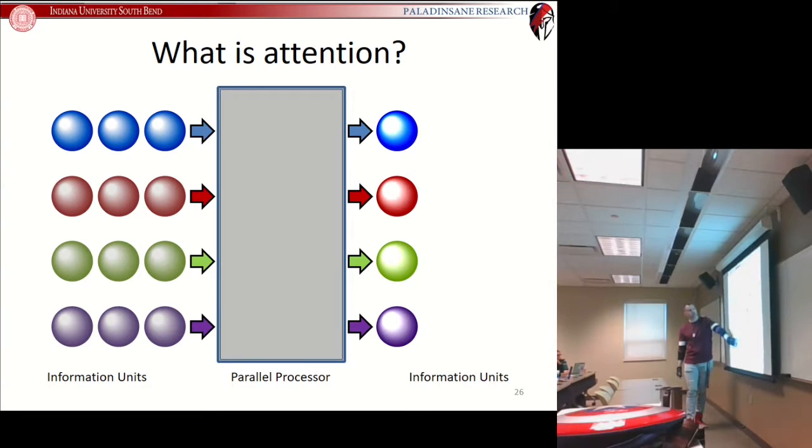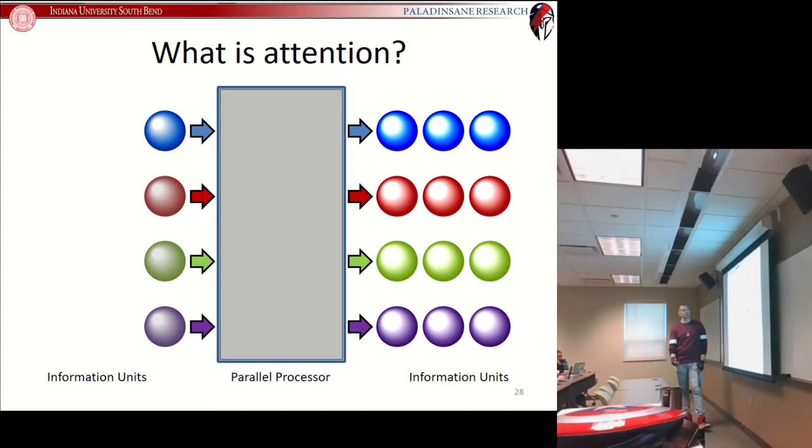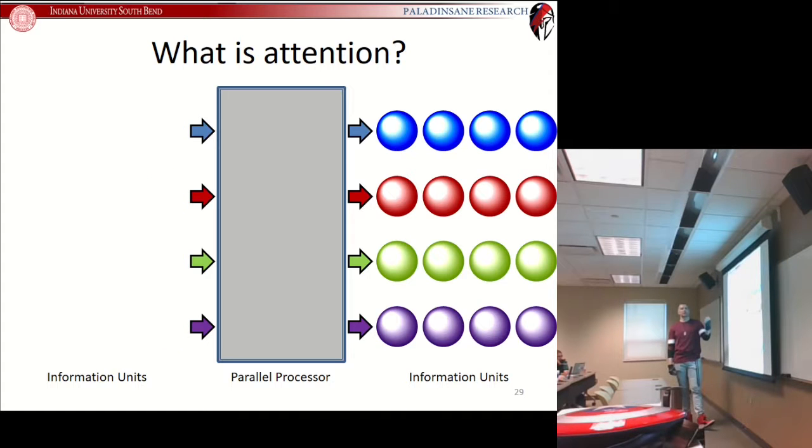So then the next layer of information comes in, they get processed all at once. The 3rd layer of information comes in, they get processed all at once. The 4th layer of information comes in, it gets processed all at once. And you can see that very quickly 16 units of information have been processed by this parallel processor.